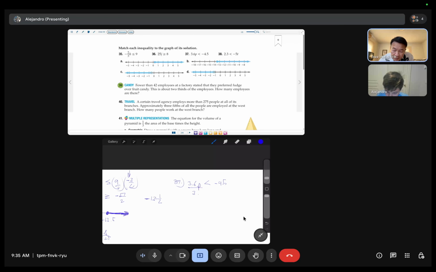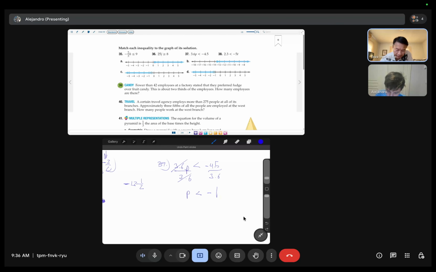Wait, let me double check. Yeah, 3.6. So p is still less than a negative number. But we'll figure out what that is. So I'll be looking at the graph this way first. It's an open dot and it's going this way. So they're both open dots. Right. Look at that. Open dot, open.